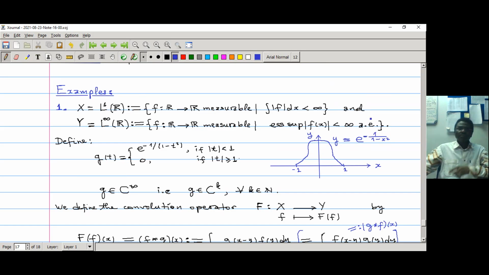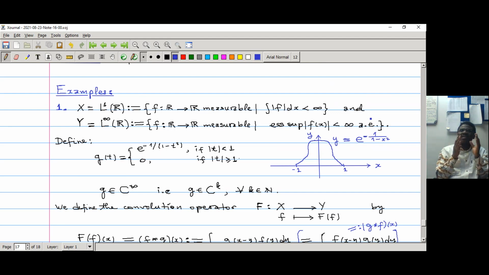Almost everywhere. Essential supremum is like the supremum, right? To say that it is finite means that for almost every x, the supremum of f is bounded. That is, it might not be true for x in a set whose measure is 0. That's why it's almost everywhere there.